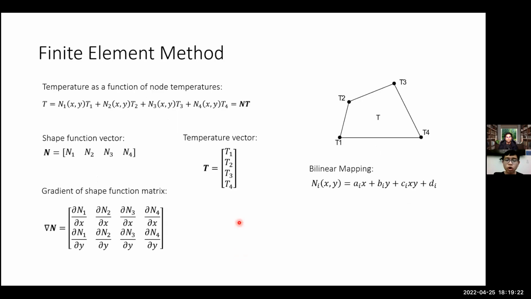After the weak form has been derived, the temperature over the domain can be approximated as a function of the temperatures at the nodes using bilinear mapping shape functions. For each of these individual elements, four different shape functions can be derived. The gradients of those shape functions will also be used in order to discretize the governing equation.